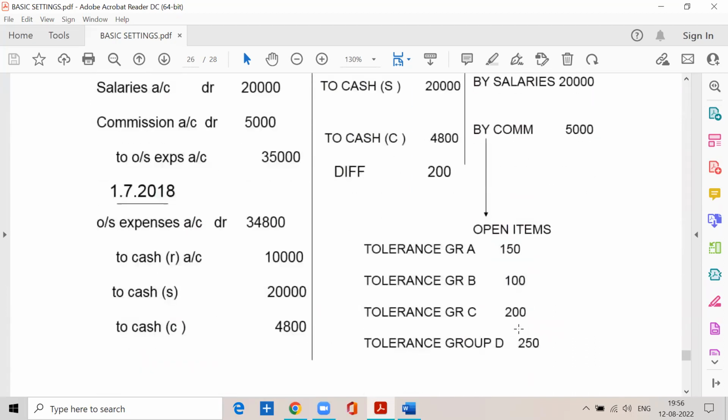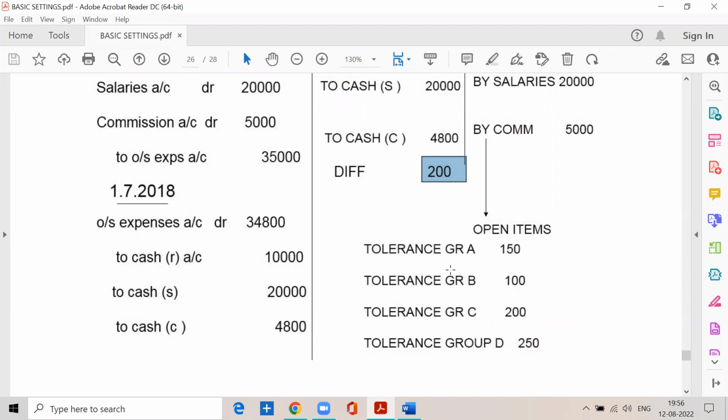Then the system will compare the difference in the GL account with the upper limit of the tolerance group. If the difference is more than the upper limit, that will be transferred to the balance sheet by the system. If the difference is equal to or less than the upper limit of the tolerance group, then that will be transferred to the P&L account by the system.